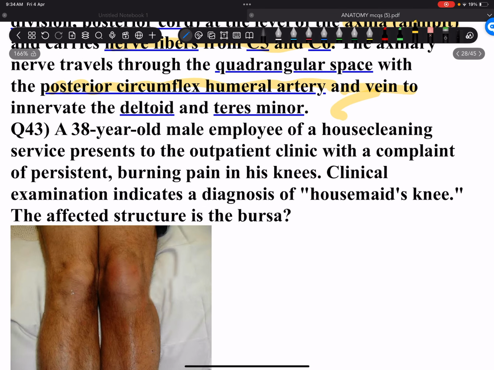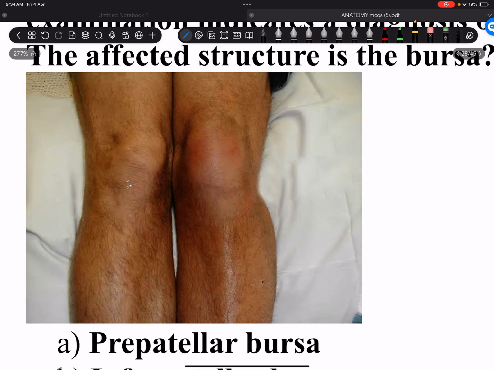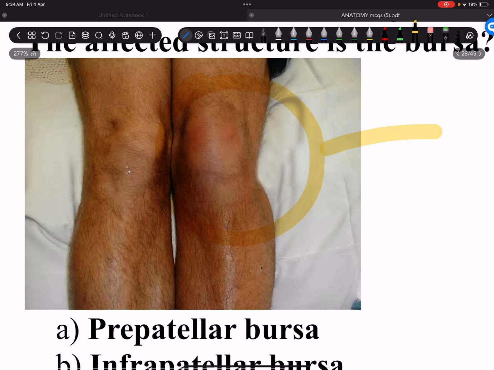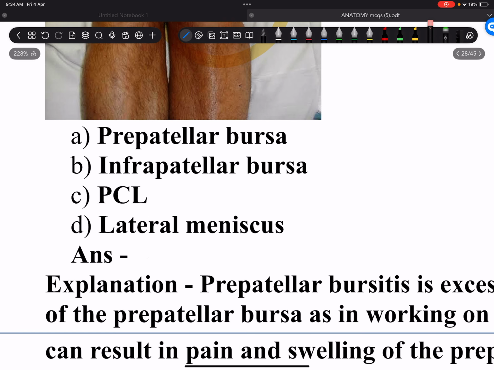Next question. A 38-year-old male employee of a house cleaning service presents to the outpatient clinic with a complaint of persistent burning pain in his knees. Clinical examination indicates housemaid's knee. The affected structure is the bursa. This is the image, housemaid's knee. So what would be the answer? Yeah, prepatellar bursa.